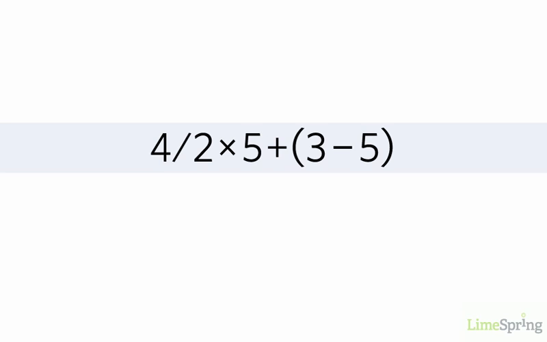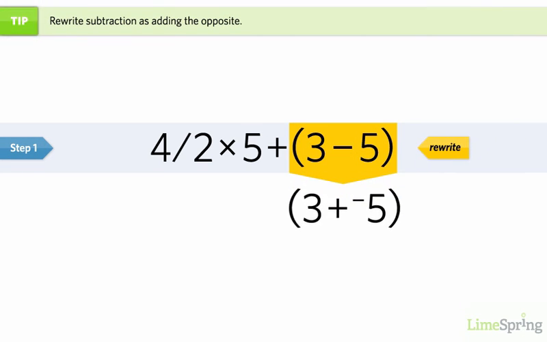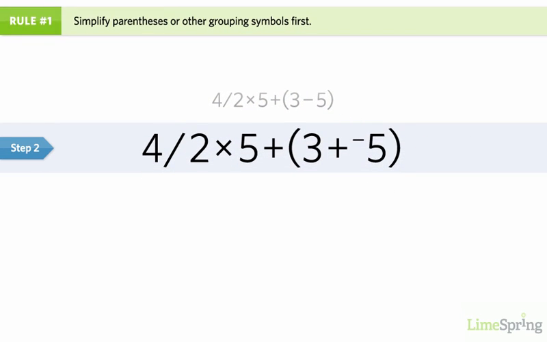Let's simplify the expression 4 divided by 2 times 5 plus the quantity of 3 minus 5. The first thing I suggest we do is rewrite subtraction as adding the opposite, to get 4 divided by 2 times 5 plus the quantity of 3 plus negative 5. As the order of operations tells us, we simplify what's inside the parentheses first. So we start by adding 3 plus negative 5.